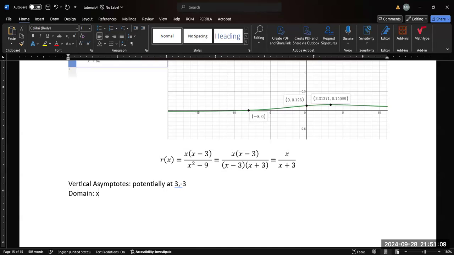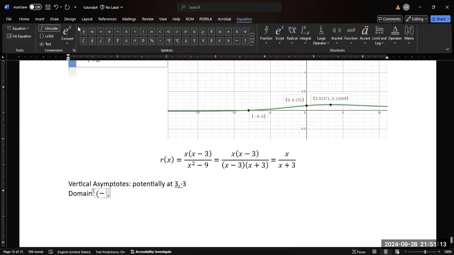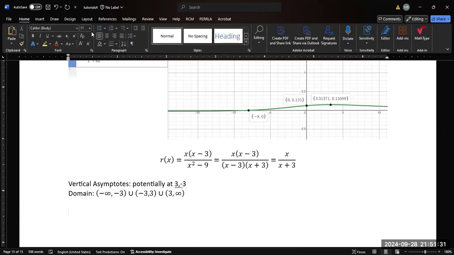So the domain is going to be negative infinity to -3, skipping over -3, -3 to 3, and then skipping over 3 to infinity. Both of those factors in the denominator cause the function to be undefined, and so they have to both come out.